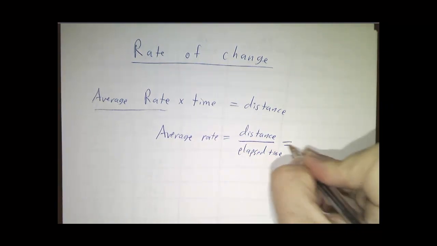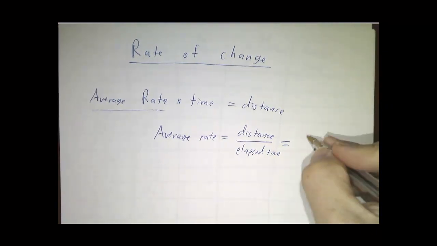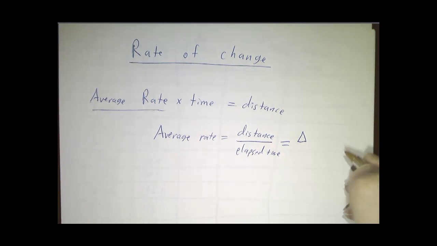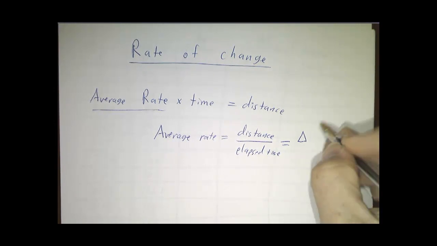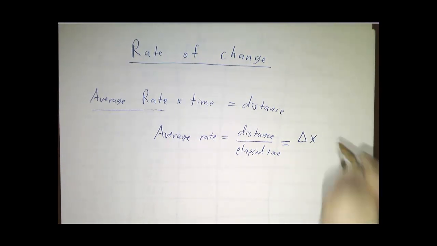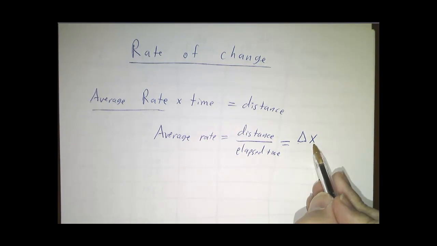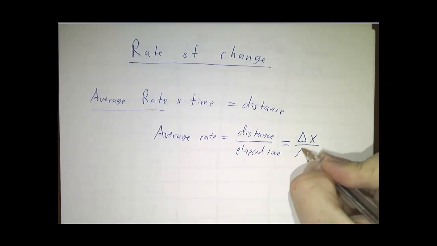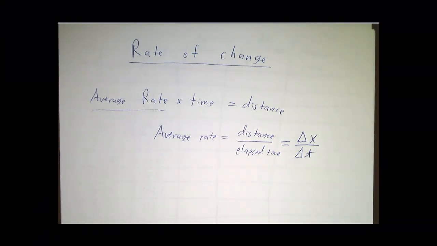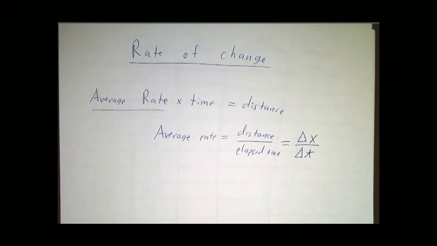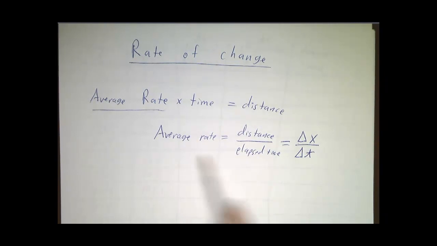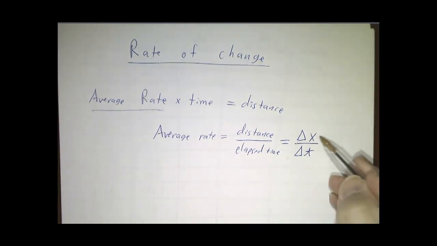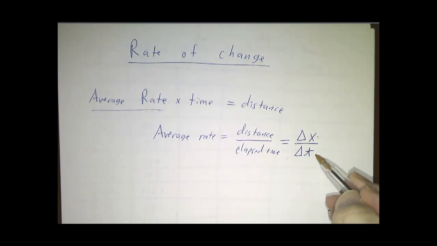Now, in calculus, we often use the Greek letter delta to mean the change in something. So if x is your position, then the distance traveled is how much your position has changed. So we write that as delta x. And the elapsed time is the change in the time t. So this is how we're going to figure out average rates of change. It's the change in the output divided by the change in the input.